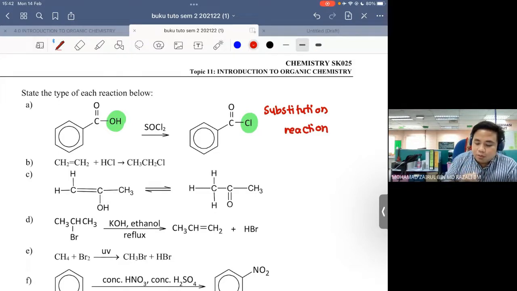Asal dia ada double bond, dekat produk tu kalau awak expandkan structure tu, double bond tu dah tak ada, dia ganti dengan single bond. So what is the type of reaction? Addition, sir. Yes, betul, dia adalah addition reaction. Okay, yang C?